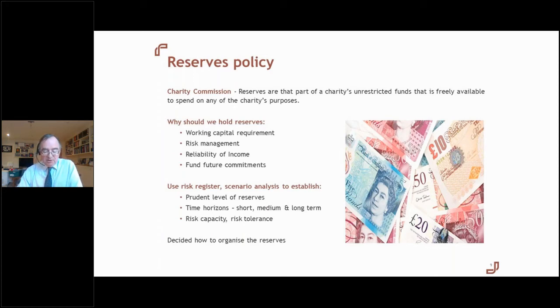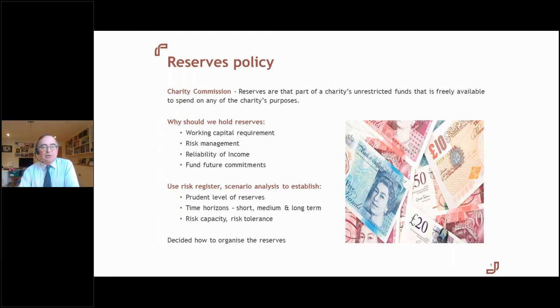Now, the risk register, combined with stress tests and cash flow scenarios, can help trustees build their reserves policy. So what we show here is, what are the reserves? Well, you'll need a working capital requirement. That's to smooth out the inflow of income and capital. You'll need a reserve for risk management to meet unexpected expenditure. You'll need something that takes into account the unreliability of some of your income sources. And you'll also need to take into account what you might need to fund future commitments.